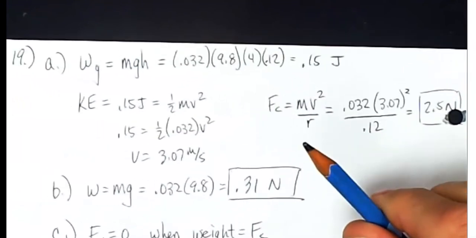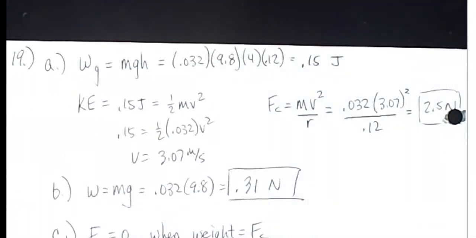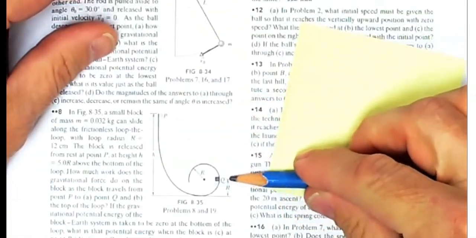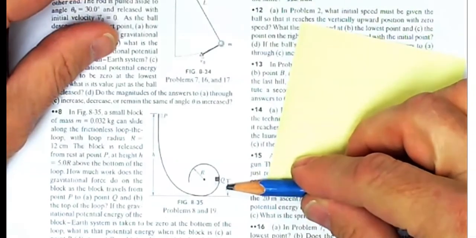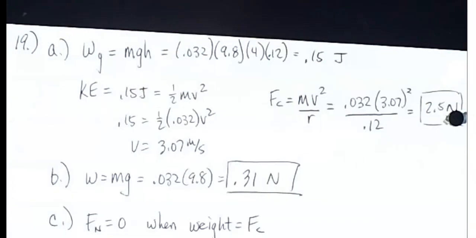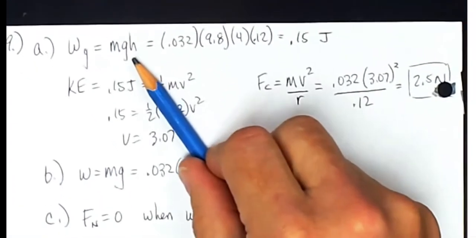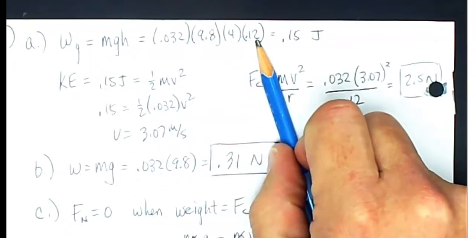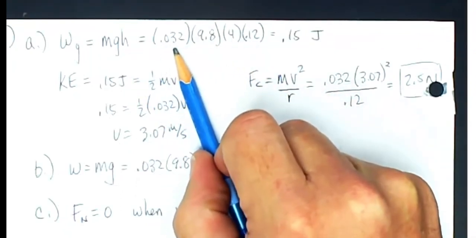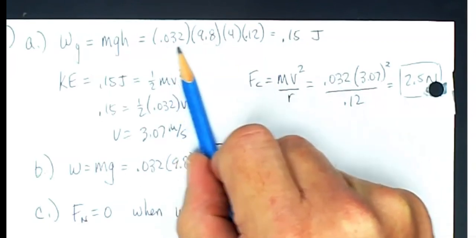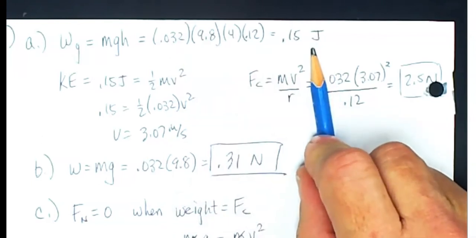So the work done by gravity between those 2 points, right? Here the height is 5r, and here the height is r. So my delta H is 4r, 5r minus r. So that's what I'm using here. My delta H for the work done by gravity is 4 times the radius. They told me the mass was 0.032 kilograms, or 32 grams. And so I multiply all that together. There's my work done by gravity.